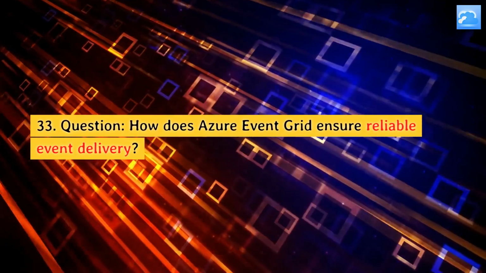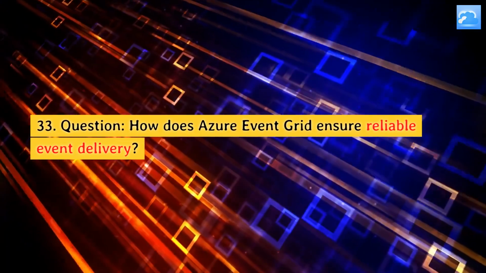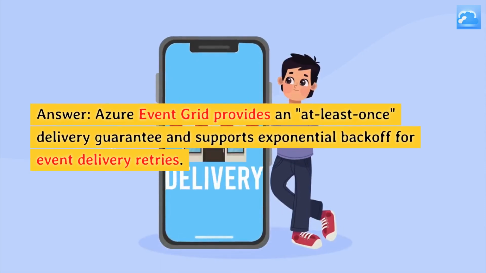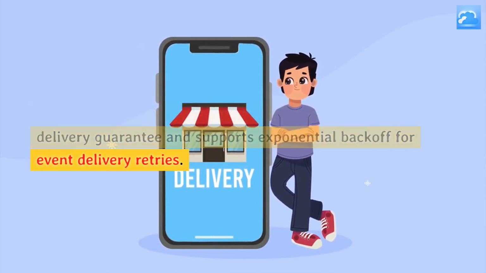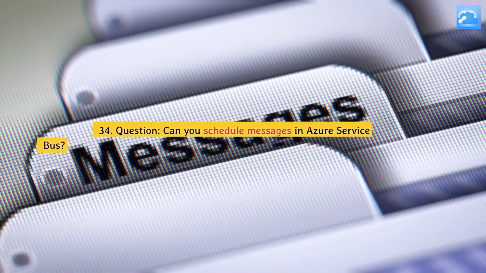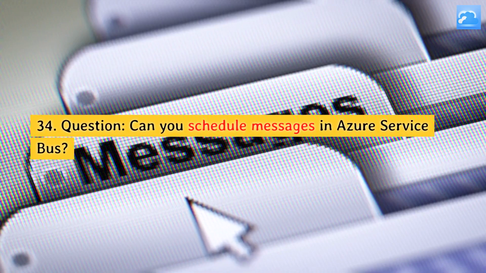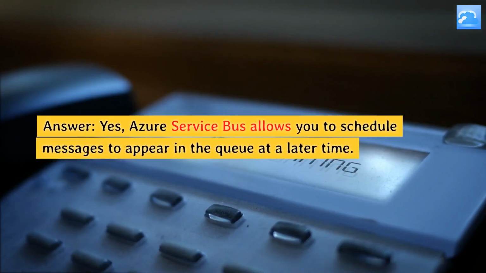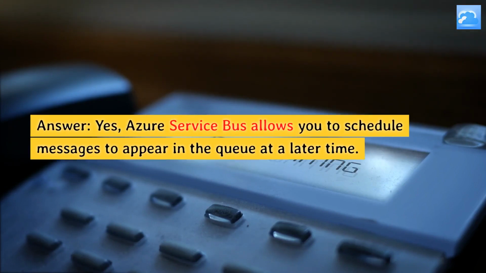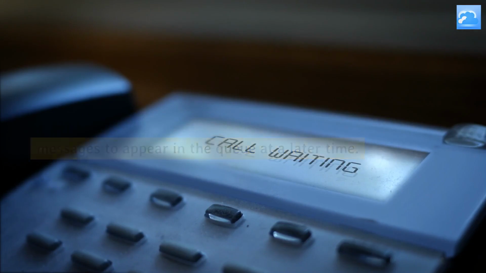33. Question: how does Azure Event Grid ensure reliable event delivery? Answer: Azure Event Grid provides an at least once delivery guarantee and supports exponential backoff for event delivery retries. 34. Question: can you schedule messages in Azure Service Bus? Answer: yes. Azure Service Bus allows you to schedule messages to appear in the queue at a later time.